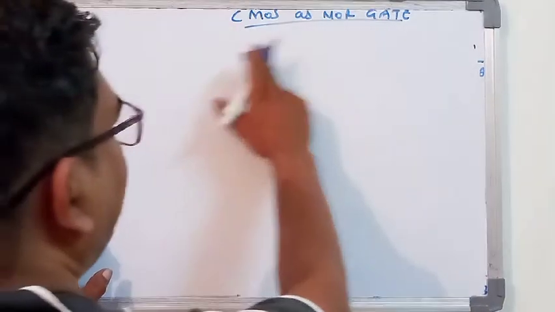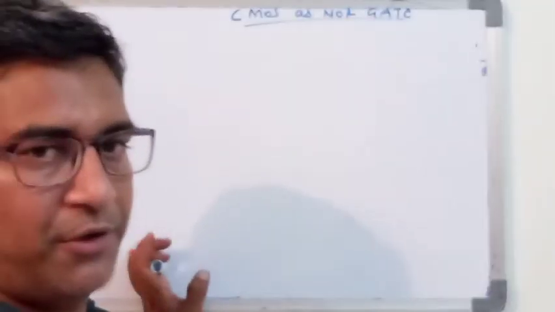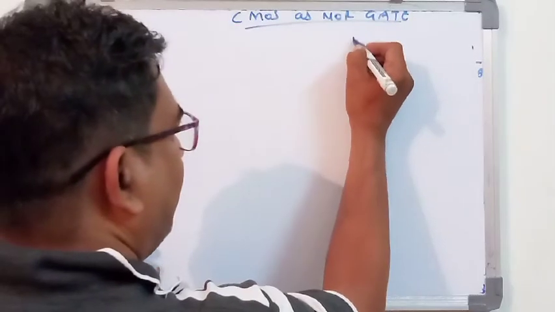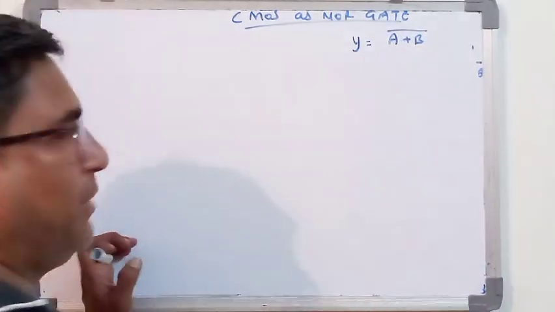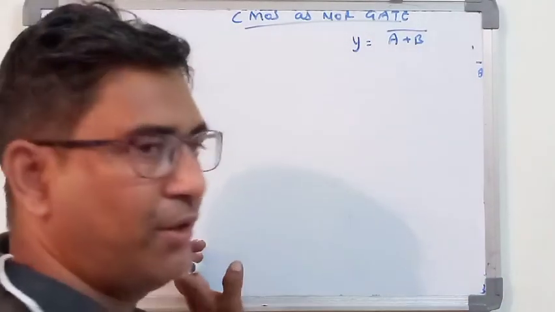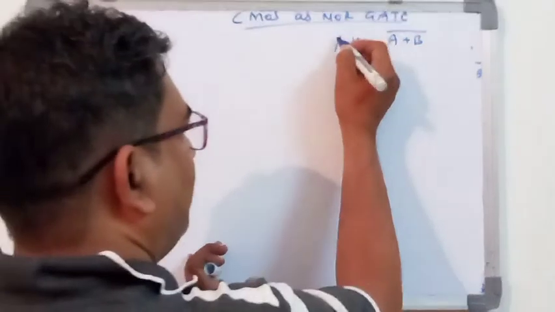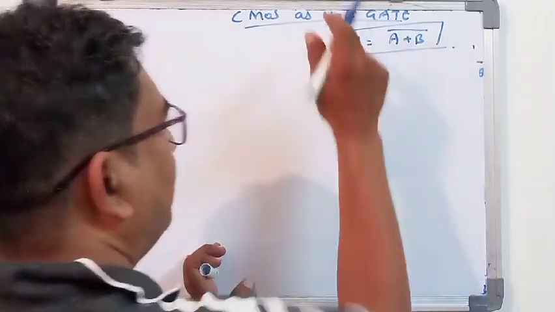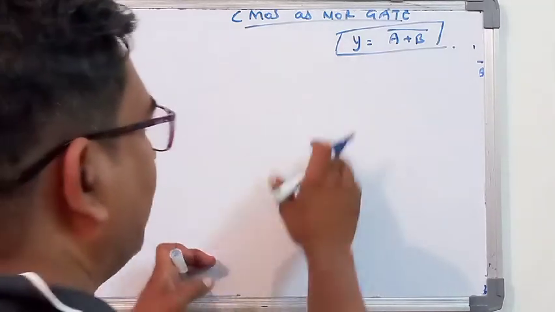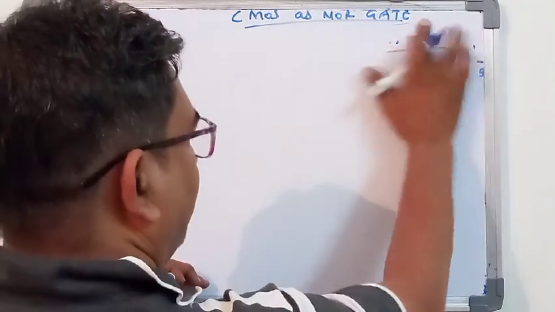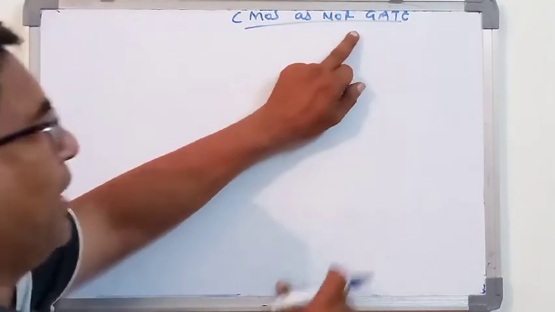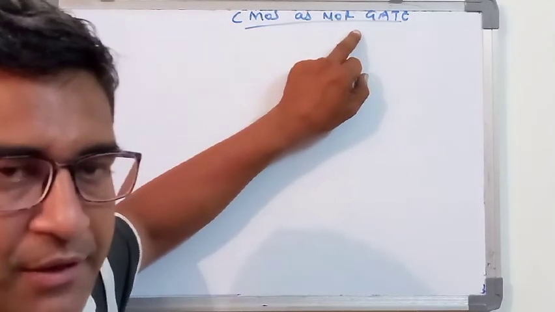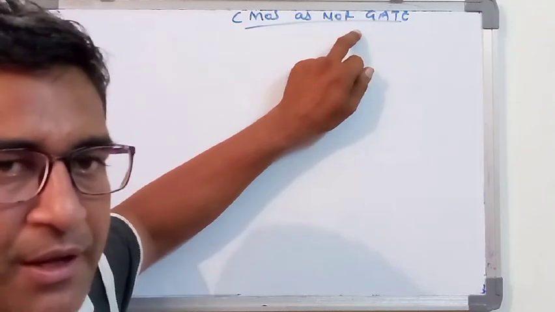Now in this NOR gate, one thing you have to keep in your mind is that you have to produce the output Y is equal to A plus B whole bar. This is the output which you will be getting at this particular NOR. Okay, so it is one of the predictions which you have to keep in your mind. Before that, we have to draw the circuit. The circuit is very much simple, students.